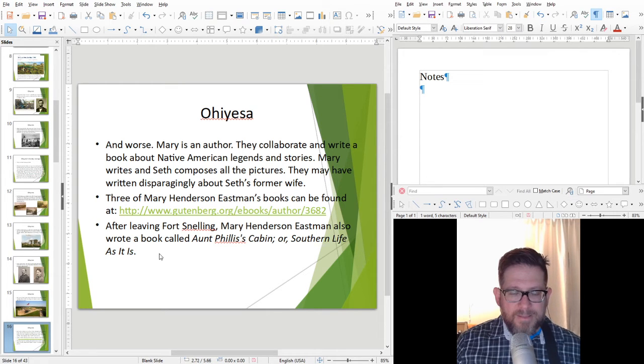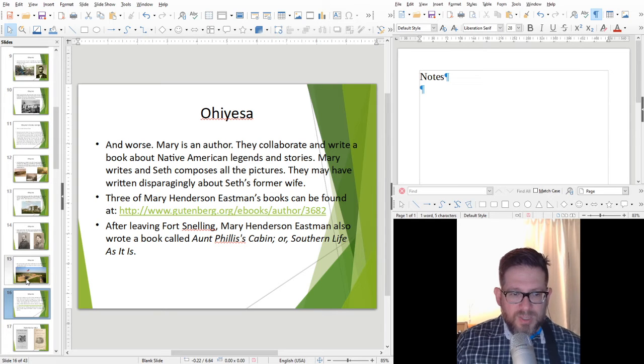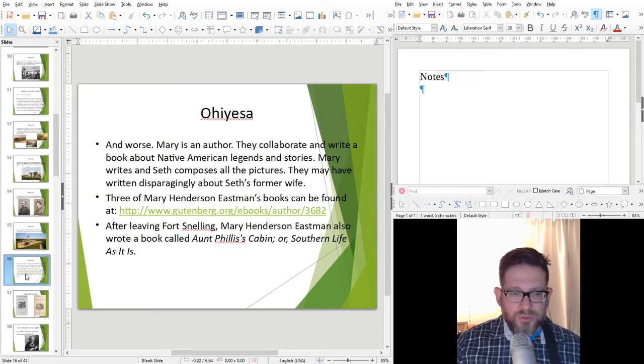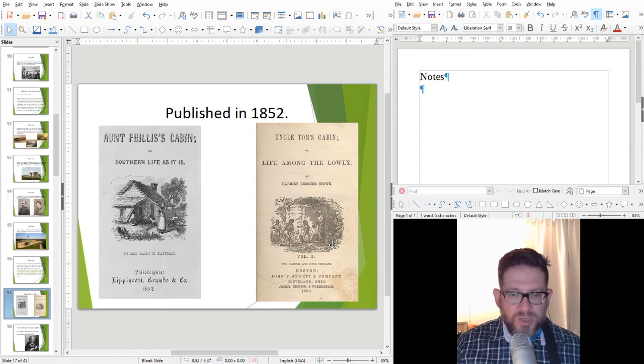they I think go back to DC, but this is now closer to the Civil War. This is before the Civil War, and Mary Henderson Eastman writes this book called Aunt Phyllis's Cabin, and it's meant to be a response to another book. They're both published in the same year. But the first book is actually by Harriet Beecher Stowe, and it's called Uncle Tom's Cabin. This one, Uncle Tom's Cabin, is much more famous than Mary Henderson Eastman's book, Aunt Phyllis's Cabin.